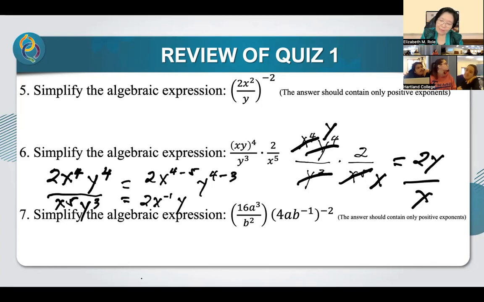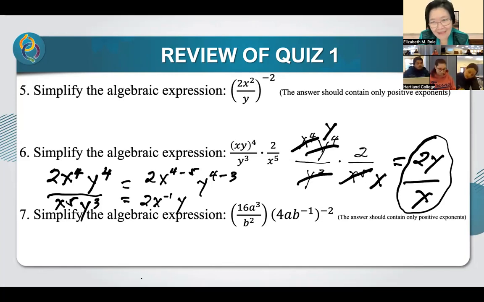But x to the -1 goes down. So therefore, your final answer is 2y over x. So if you do want to do that step by step, but some of you want some mental math, so it's okay. You can just immediately do the cancellation. And your answer will be 2y over x.